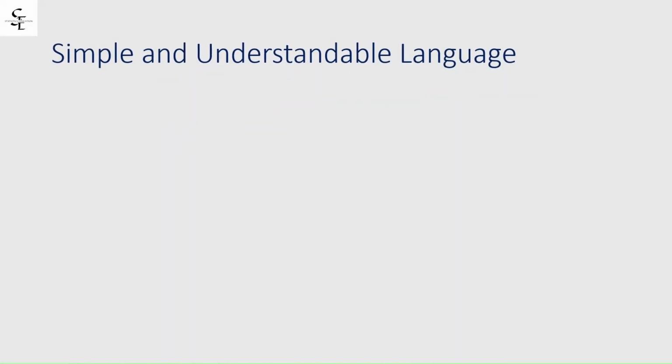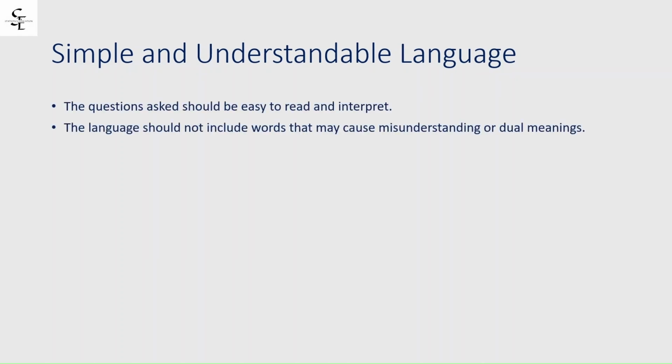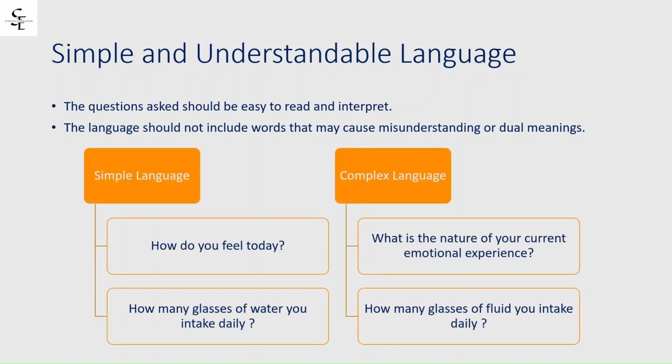The next point is simple and understandable language. The questions asked should be easy to read and interpret. The language should not include words that may cause misunderstanding or dual meanings. For example, consider the following questions. They both convey the similar meaning but use different language. How do you feel today? And what is the nature of your current emotional experience? Both questions are asking the similar thing, but the questioner should avoid questions that are difficult to understand.